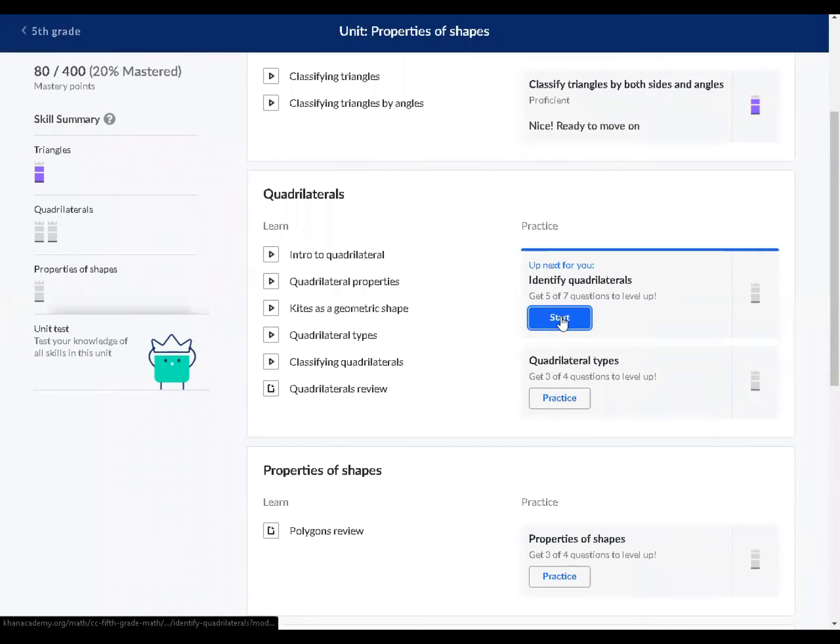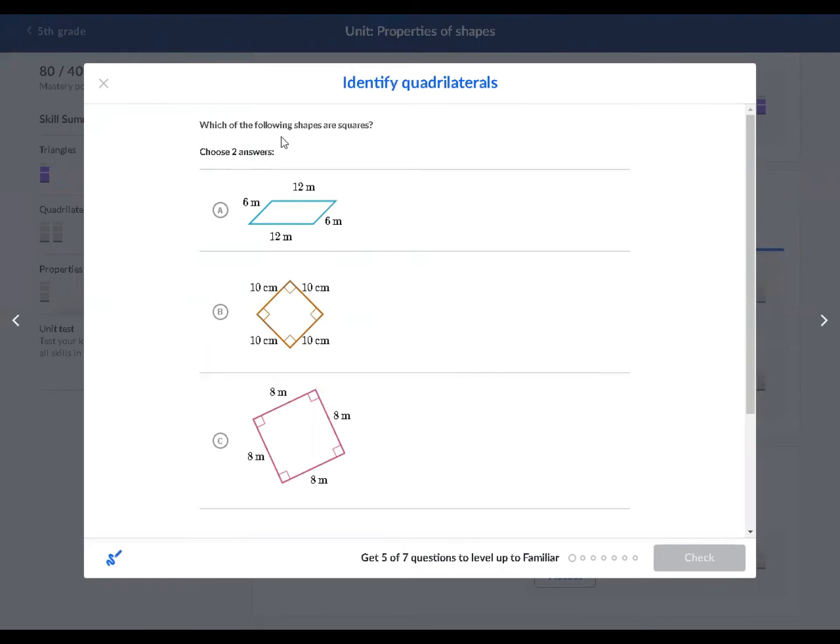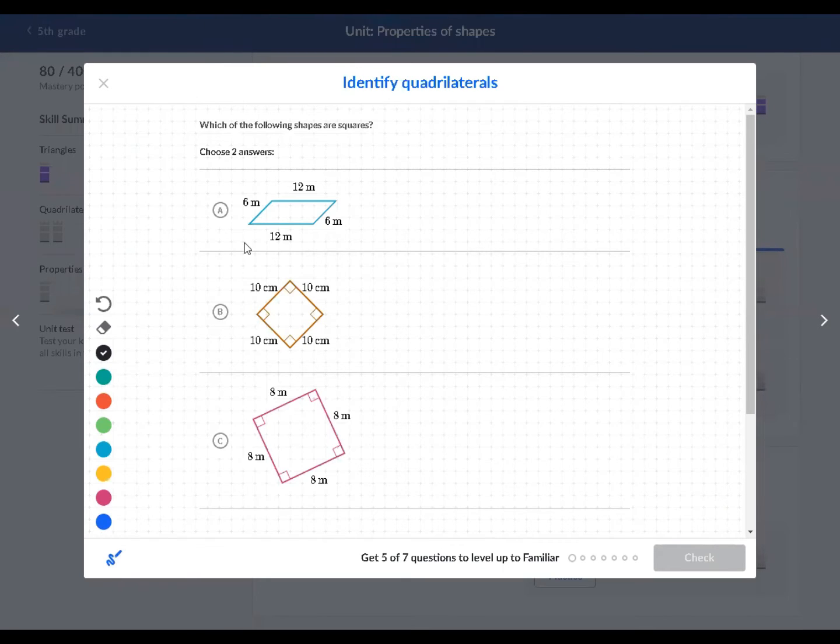So let's go to the next topic about quadrilaterals. Which of the following shapes are squares? So the property of a square is that all sides are equal to each other. Oh no, that doesn't look like a square. Something like this. No, that's a rectangle. Yeah, you get the idea. All sides are equal to one another, and all the angles are right angles.